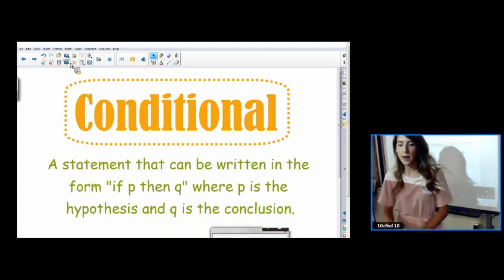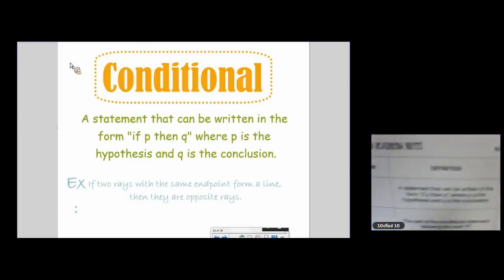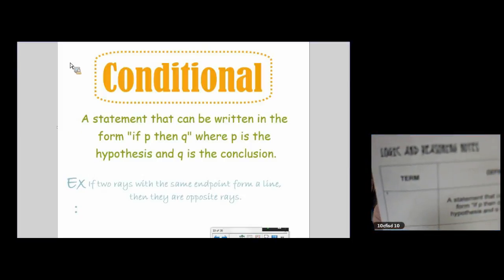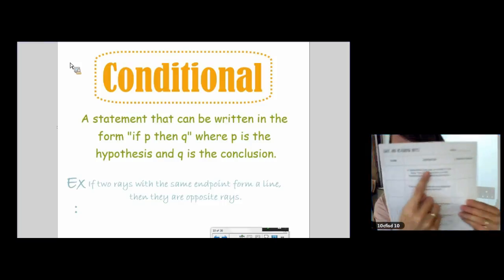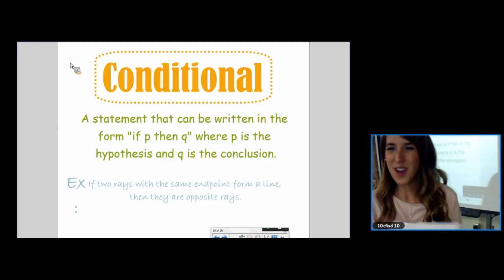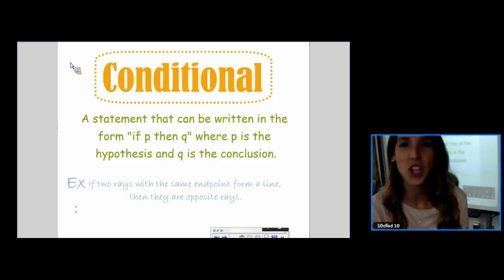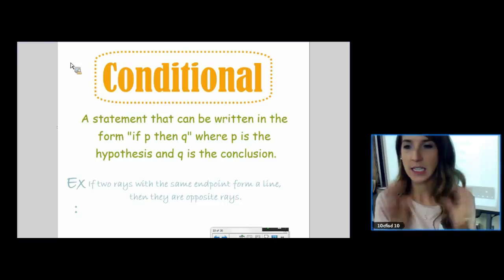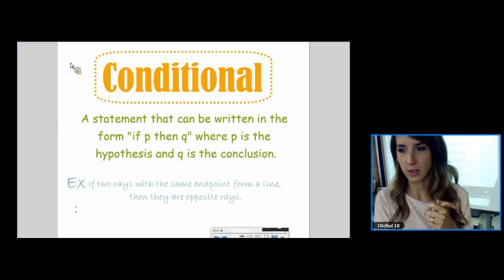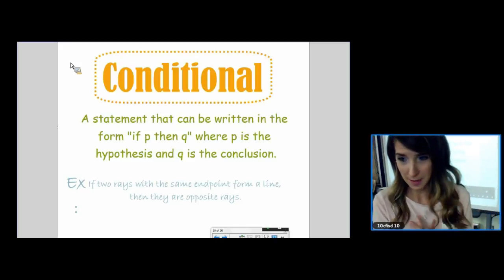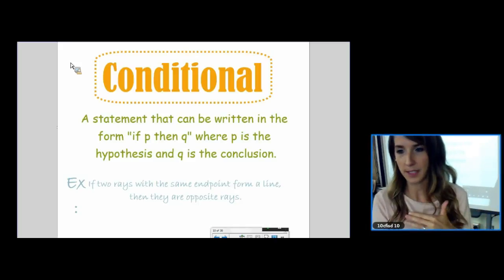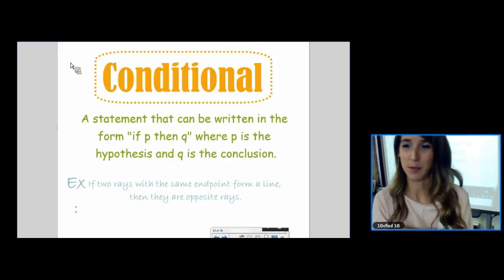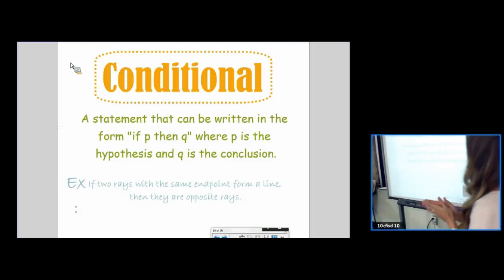And the great news is we already wrote all the definitions for you. Get your notes out. And all you have to write is the term and the notation. So for number 1, write down conditional. A conditional is simple. It is an if-then statement. If two rays with the same endpoint form a line, then they are opposite rays. There's a geometry example. Not as fun as the DirecTV example. Okay?